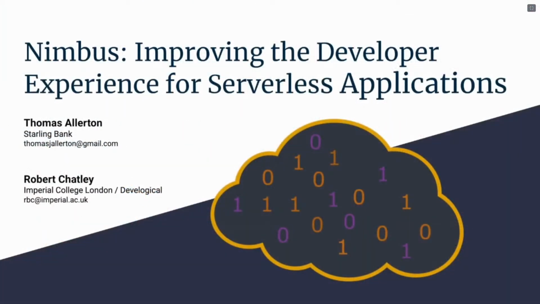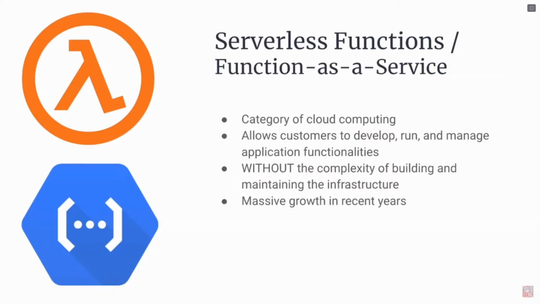Nimbus is a tool that aims to improve the developer experience for programmers developing applications that are deployed as serverless functions. Serverless functions, popularized by AWS Lambda, allow applications to be broken up into individual functions that can be invoked and scaled individually. As this is still a relatively new technology, there are some pain points when developing applications.